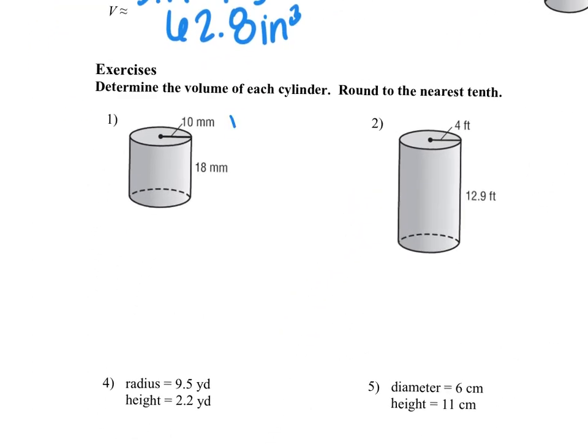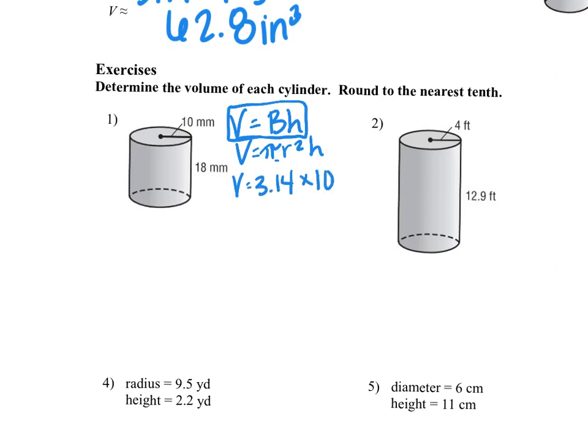You're going to say volume equals big B times H. Well, then we insert the formula. Their formula is a little bit different in 8th grade. So you use the same formula that you use for all prisms, but we insert the circle area formula. Then we say 3.14. Our radius is 10 squared, and our height is 18.